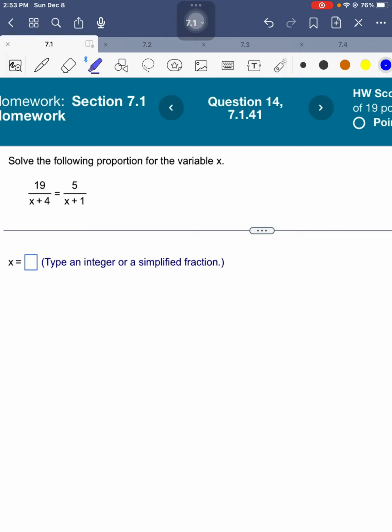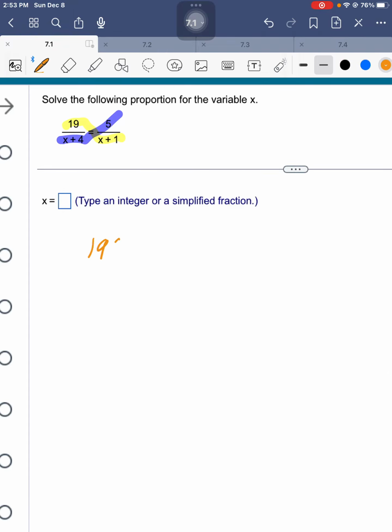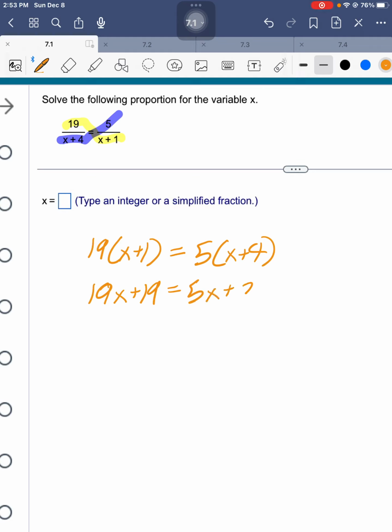Now, same thing here, right? Solve the following proportion for the variable x. This one's going to be a little bit more complicated if I'm remembering it correctly, but we can still find it the same way. My extremes, my means, I'm going to have 19 times x plus 1 equals 5 times x plus 4, so 19x plus 19 equals 5x plus 20. Remember, all I'm doing is distributive property.